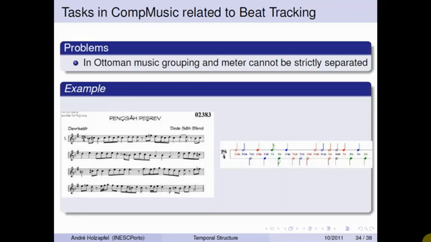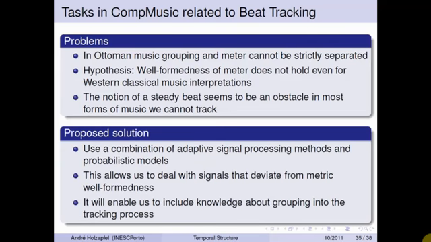But in which way it is expressed in the composition itself and in the interpretation is relatively an open question. And I think investigating this can also imply interesting things for processing other forms of music. And as I said, the hypothesis might be that well-formedness of meter does not hold even for Western classical music, as we heard in the interpretation of a quite well-formed looking piece by Mozart. So the notion of steady beats appears to be an obstacle in most forms of music that we cannot track.